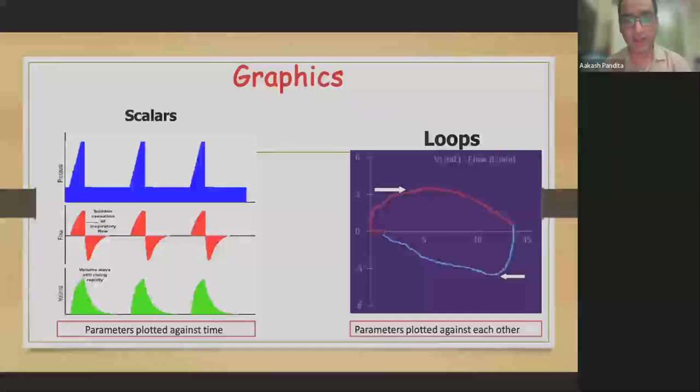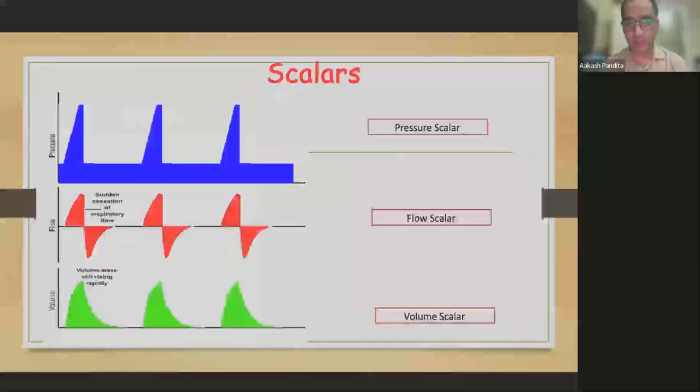Now, broadly classified, graphics are of basically two types. One is the scalars and the other is the loops. Scalars are the ones where the variables are plotted against time. That's why they are called scalars. On the other hand, we have the loops, where two variables are plotted against each other. In scalars, we have a pressure scalar, flow scalar, and volume scalar. As the name itself suggests, the variables are plotted on the y-axis and the time is plotted on the x-axis. And we'll be discussing one by one their utilities, where they can be used, and how we can fine-tune our ventilation.